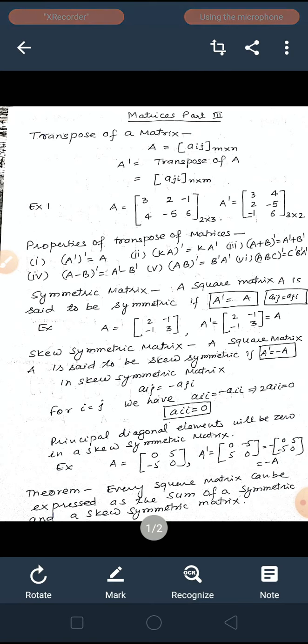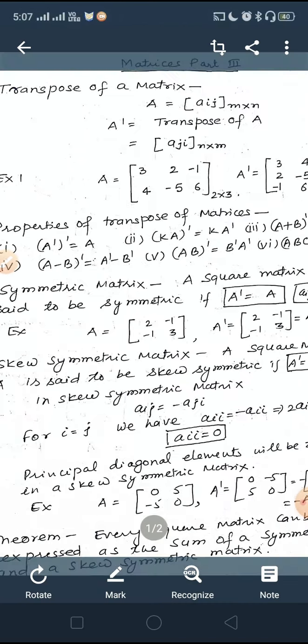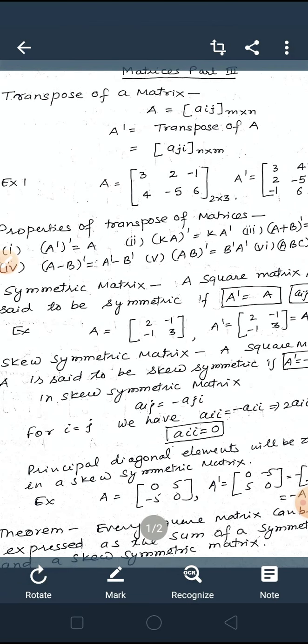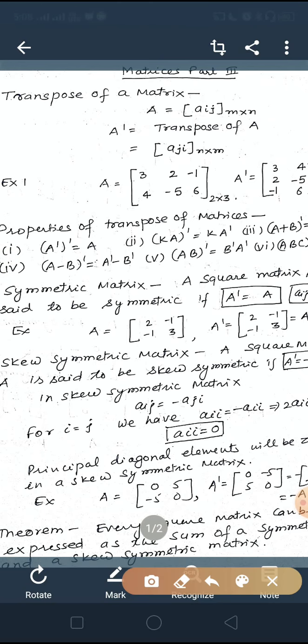So now the order of the new matrix will become n cross m, and the elements will be changed. A12 will occupy the position A21. So we have written Aji. In the original matrix it was Aij, and in the transpose matrix it will be Aji. Okay, so mind it.